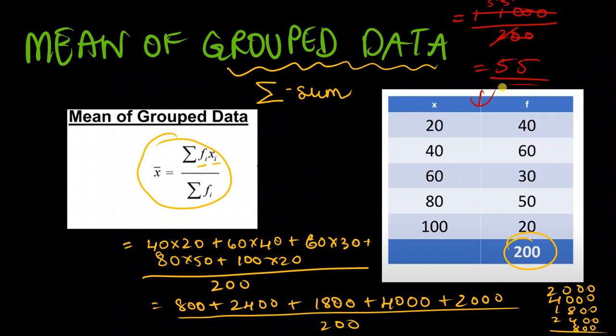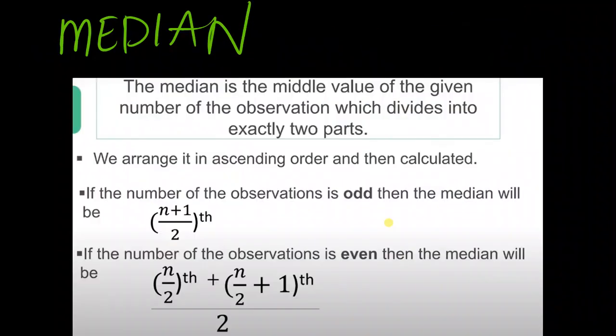Understood? So the mean x will be the summation fi xi, meaning the frequency of each value multiplied by the value, and that we do for all the given values here. That is the sum of all the frequencies multiplied by their respective values, divided by the summation of the frequency, meaning the sum of all the frequencies, right? So that's how we got 55. I hope this is clear.